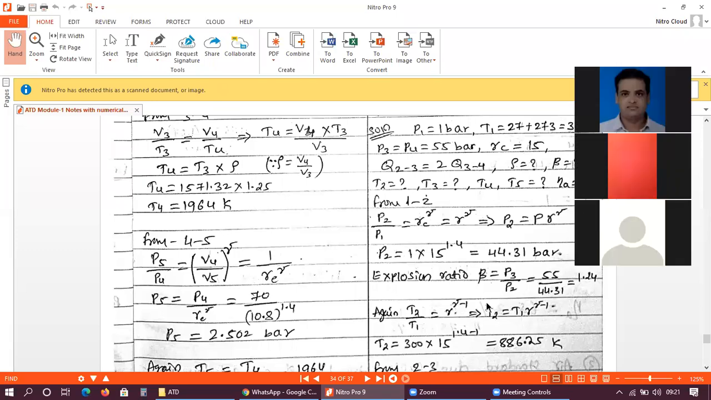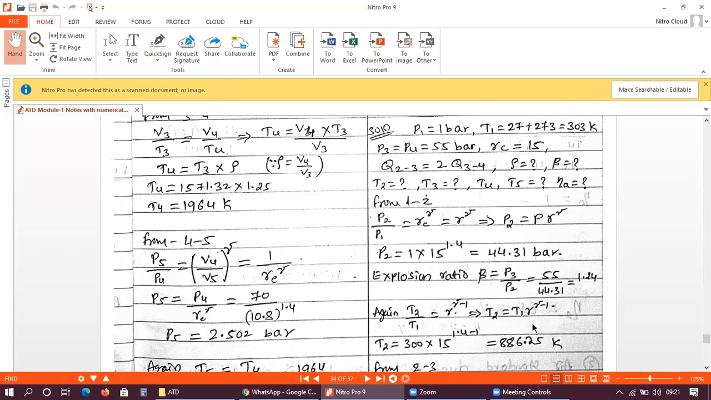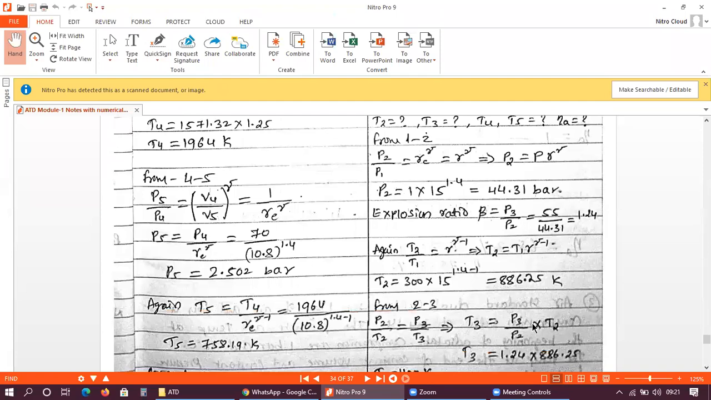Now coming to T2. The T2 parameter is also required here, because in the problem statement it is clearly mentioned to calculate the temperature at all the salient points, right? So that's why we need to calculate T2. During the process 1 to 2, T2 by T1 is equal to r raised to gamma minus 1. This is the expression that holds good for adiabatic compression. So T2 is equal to T1 r raised to gamma minus 1.